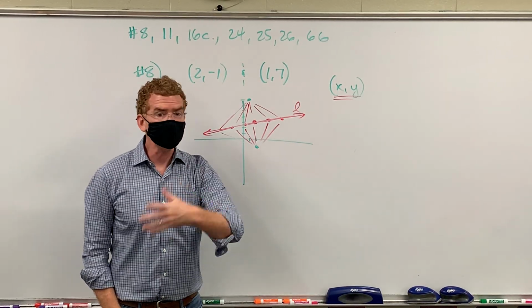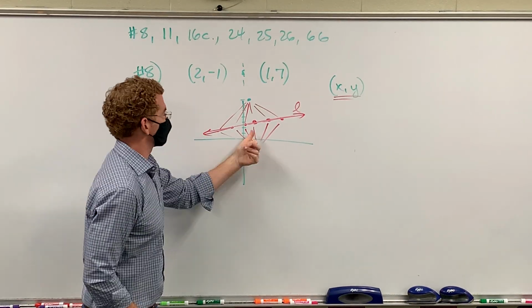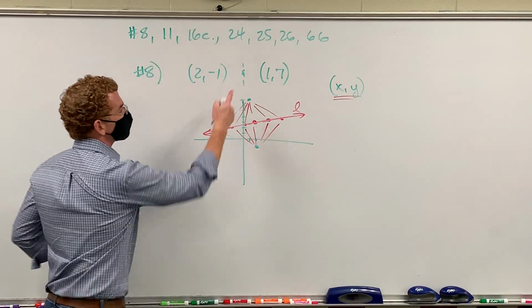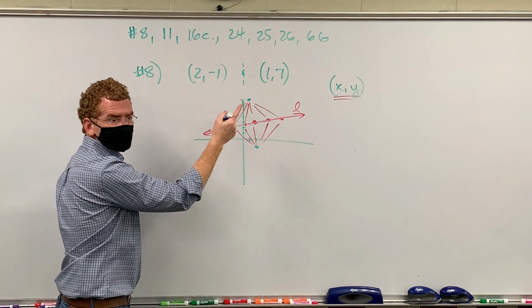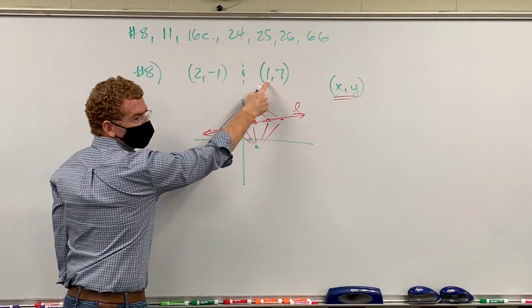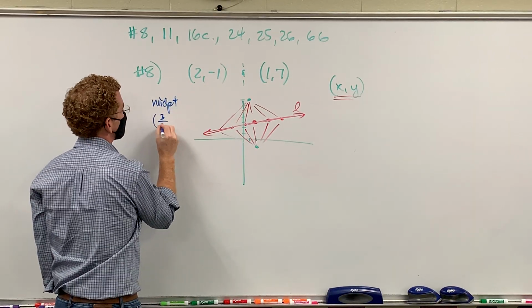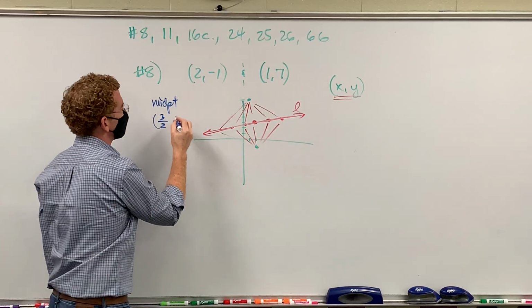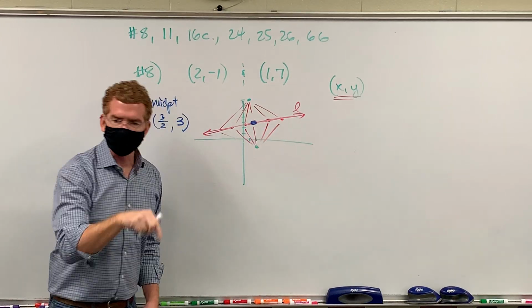I need a point. For any line, I need a point and a slope. So, the point I can find by doing the midpoint. See how they bring it all in here at once. So, how do I find the midpoint? Add the x's and divide by 2, and then add the y's and divide by 2. So the midpoint of the x's is 3/2, and the midpoint of the y's is 3. So there's your midpoint. Now what do I need?